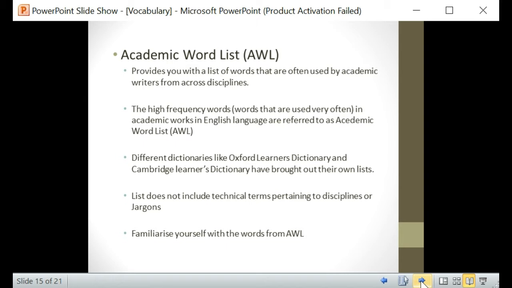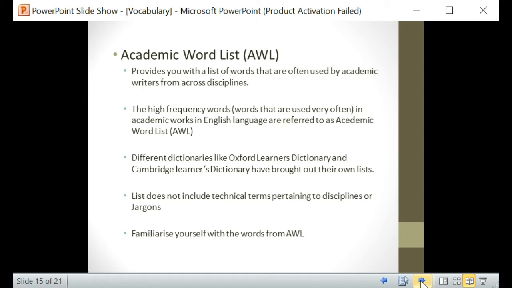The list does not include technical terms pertaining to disciplines or any jargons. Jargons means there are certain technical terms that belong to a particular discipline. If we are speaking about science, there are scientific terms for almost every living being. So those terms would not be included in AWL. Similarly, the terms associated with finance or commerce would not be seen in this list. If you are speaking about English, theoretical terms would not be seen in this AWL. So it does not include technical terms pertaining to disciplines.